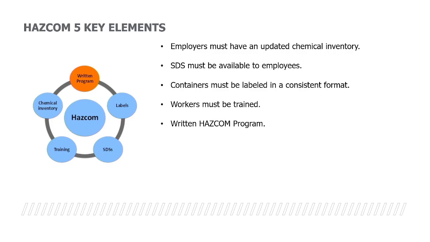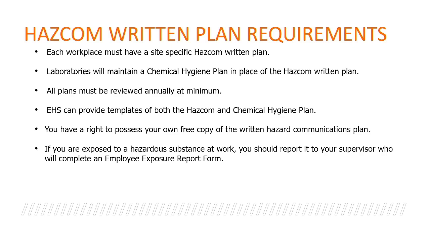There are 5 key elements within a hazcom program. The first one, of course, is employers must have an updated chemical inventory list. The safety data sheets must be available to the employees. The containers must have labels on them. The workers must be trained, and a written hazard communication program shall be established. That's the 5 basic key elements of a hazard communication program.